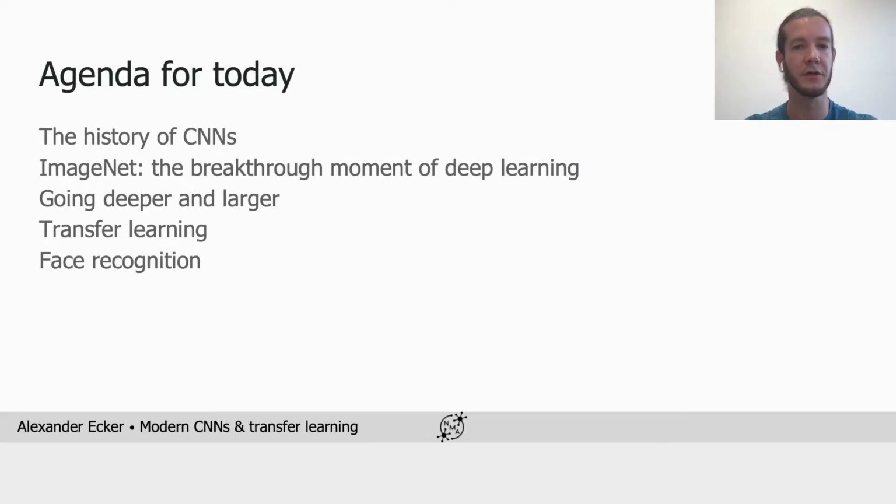So here's our agenda. We'll go through the history of conv nets, then we'll talk about the ImageNet large-scale vision recognition challenge, really the breakthrough of deep learning. Then we will discuss how the field has developed deeper and larger models, and we will discuss the concept of transfer learning. And finally, we will look at face recognition as one example, and some of the ethical implications that it can have.